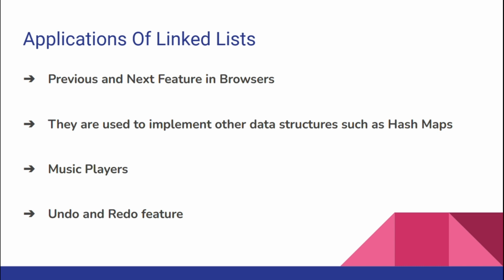The next application of linked lists is that they are used to implement other data structures such as hash maps. Yes, they are used in hash maps to solve collisions. We have not yet gotten to the data structure hash map, but we'll soon get there, and it's a very interesting one, I promise you. Next one, they are used in music players. Yes, I've already talked about this a lot. So the next one and the last one is that they are used for the undo and redo feature. You find this mostly in software like word editing software and also content management systems. That undo and redo feature is powered by linked lists.